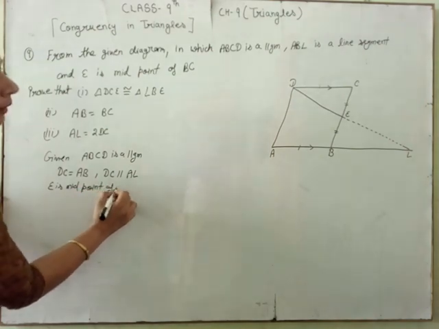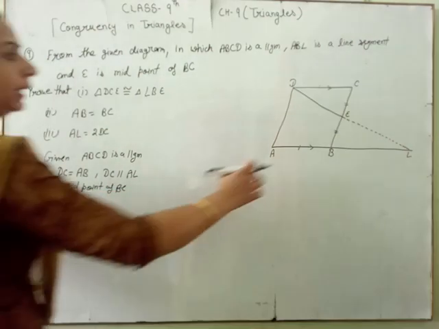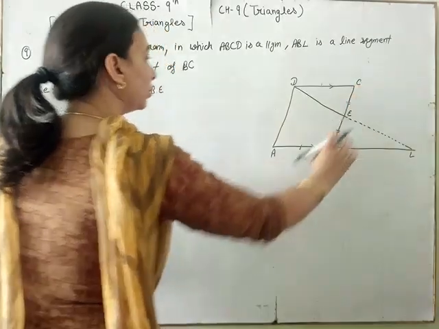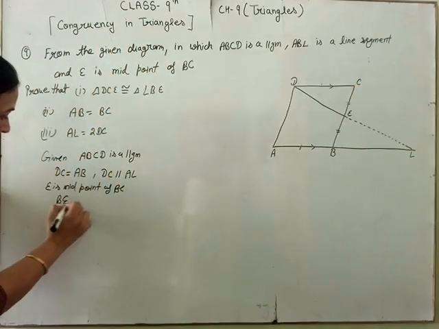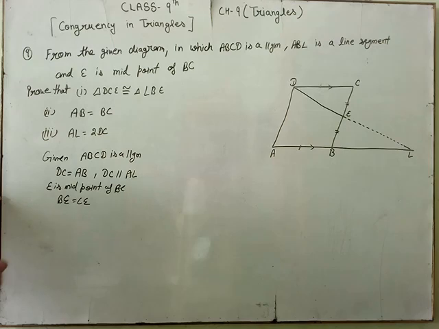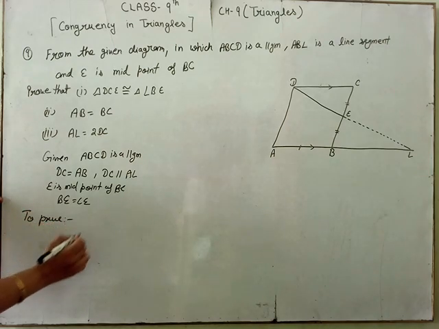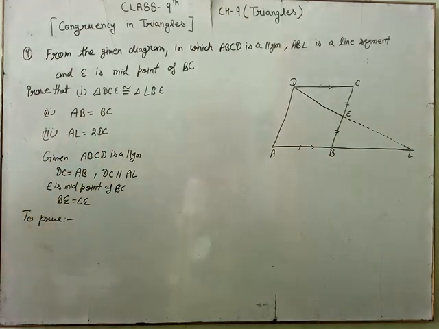E is the midpoint of BC. If E is the midpoint, then BE equals CE. And to prove, we have to prove the first part, second part, and third part. Then you write the first.